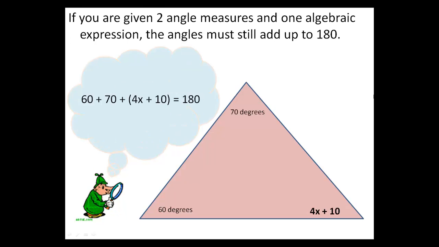If you are given one angle measure as an algebraic expression, the angles must still add up to 180 degrees. In our example, we have the 60-degree angle, we have the 70-degree angle, but for the third angle, we have an expression, 4x plus 10. Altogether, these will still equal 180 degrees, as we have written in the equation: 60 plus 70 plus 4x plus 10 equals 180 degrees.